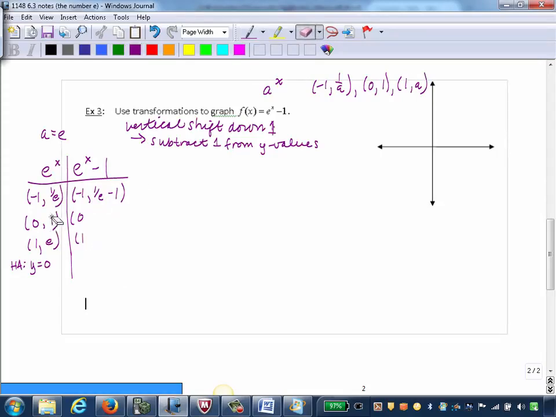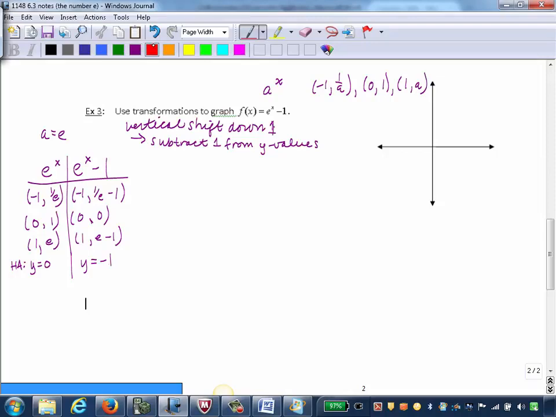Now, if I take my y value of 1 and subtract 1, that gives me a new y value of 0. And I take my third y value of e and subtract 1, and that gives me e minus 1. Again, we leave the exact value, e minus 1, in our table, and then when we go to sketch the graph, we'll use a decimal approximation. If we're shifting this graph down 1 unit, that horizontal asymptote will shift with it. You can also look at it as y equals 0, subtract 1 from it, and that gives you a new horizontal asymptote of y equals negative 1.